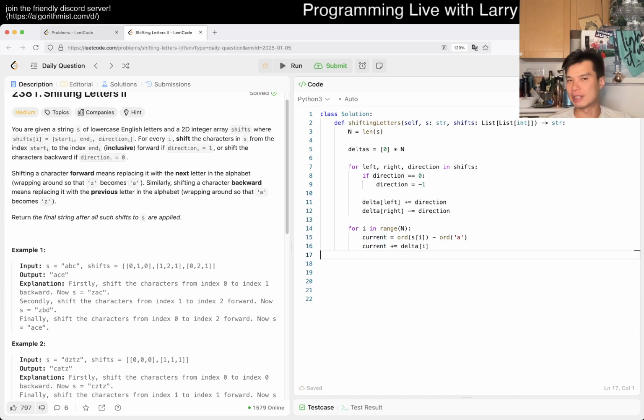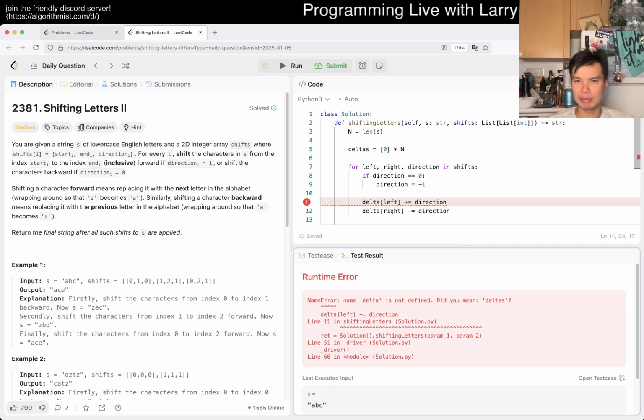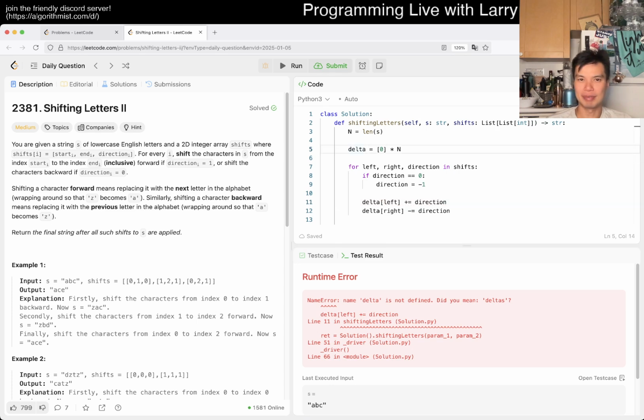The only thing is that we have to make sure it's still within 0 to 25, so we want to mod it by 26. And then that's it. We convert it back to a character, append it to a string, and then convert it back to a string, and there we go, right? Oh no, deltas and delta.